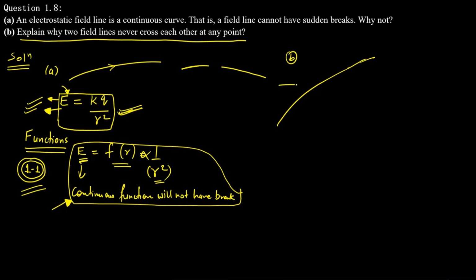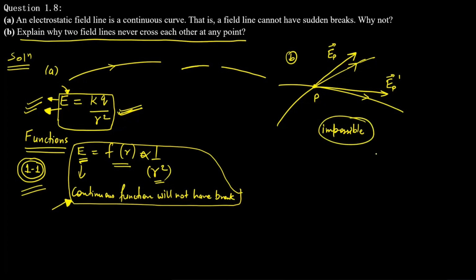If two or more than two electric field lines intersect at a particular point, we can draw two tangents at the point of intersection, which clearly indicates that electric field intensity at point P will have two directions, which is practically impossible. So that's why two or more than two electric field lines will never intersect each other. I hope it is clear to everyone.